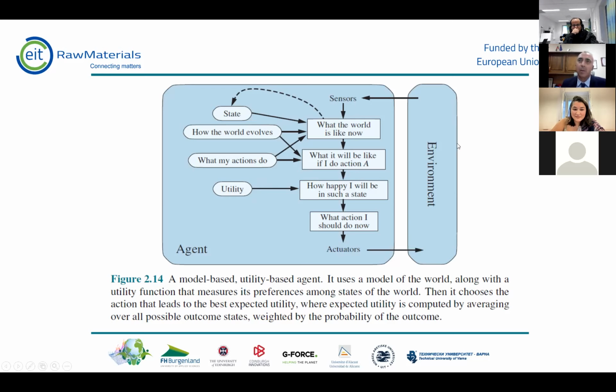And then based on the current situation of the world, the environment, the robot has sensors, and through these sensors, it is able to answer the question, what is the state of the world right now?